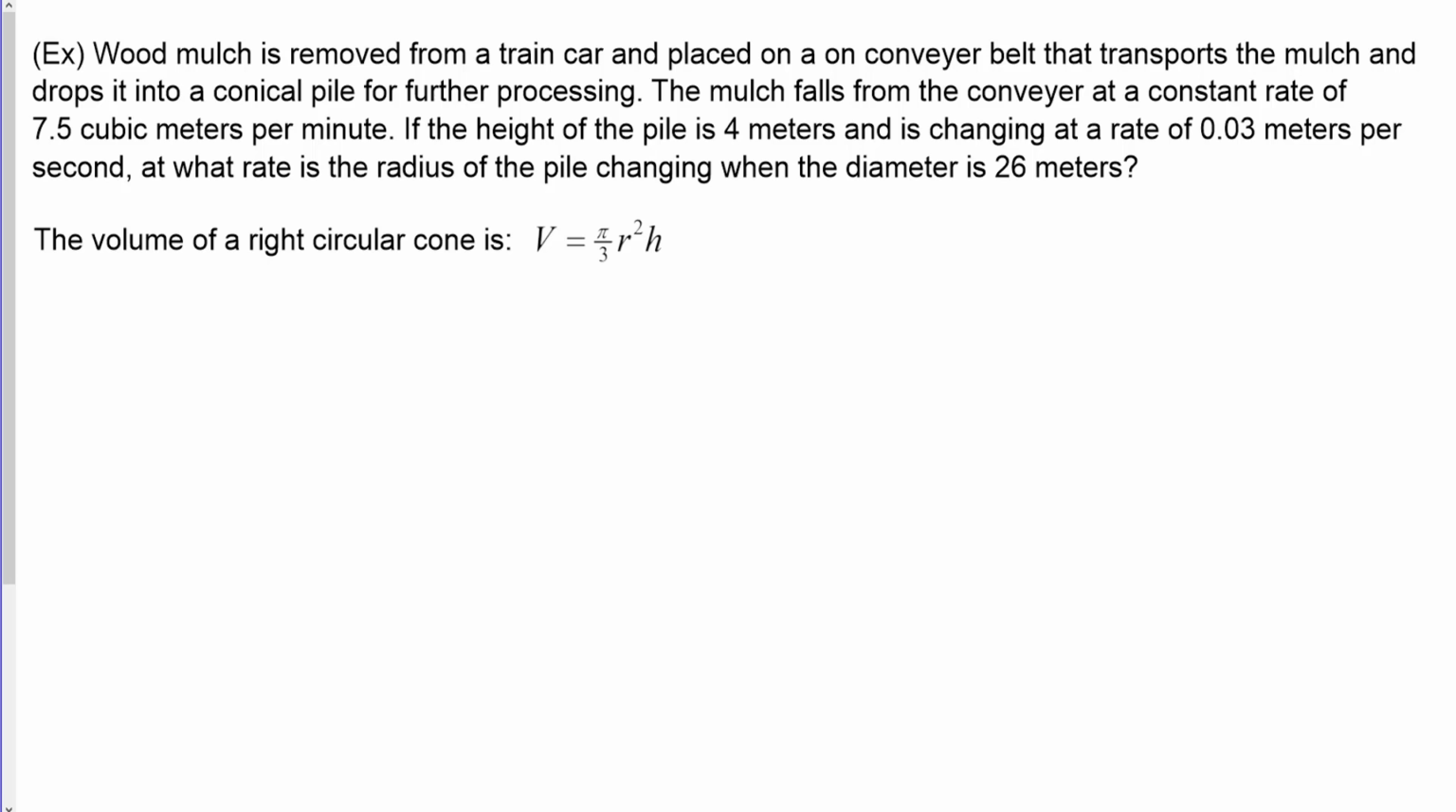Wood mulch is removed from a train car and placed on a conveyor belt that transports the mulch and drops it into a conical pile for further processing. The mulch falls from the conveyor at a constant rate of 7.5 cubic meters per minute. If the height of the pile is 4 meters and is changing at a rate of 0.03 meters per second, at what rate is the radius of the pile changing when the diameter is 26 meters? The volume of a right circular cone is V equals pi over 3 r squared h.